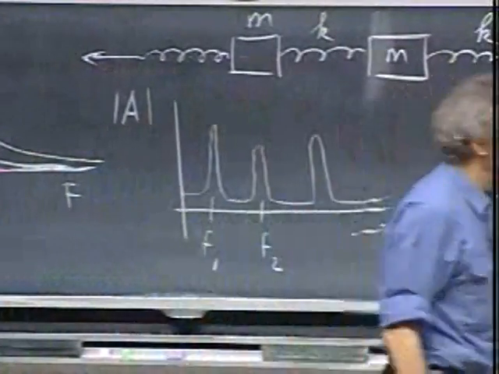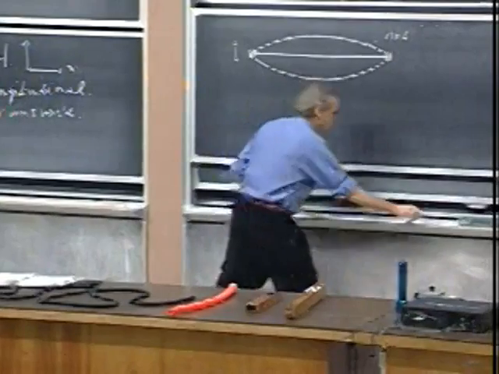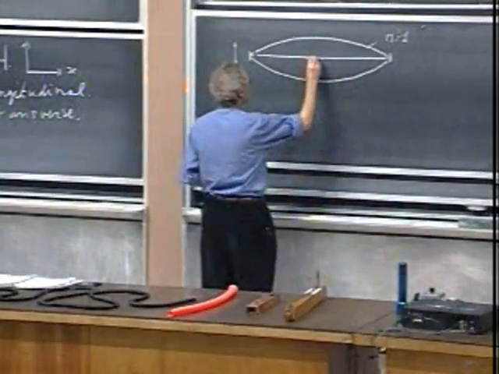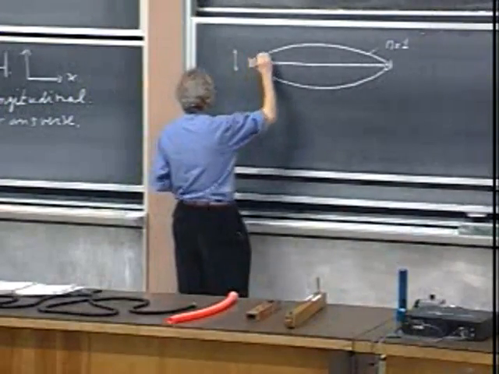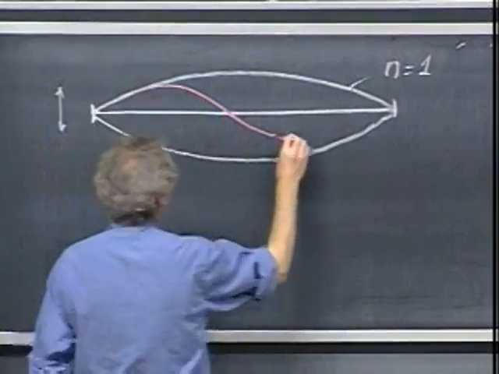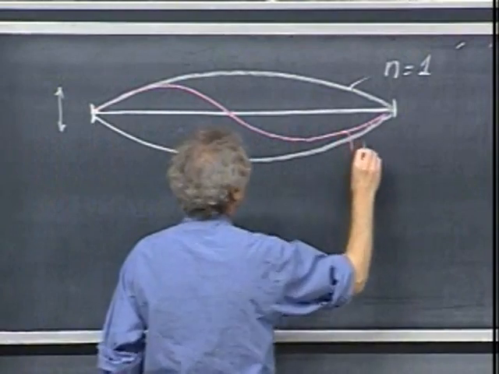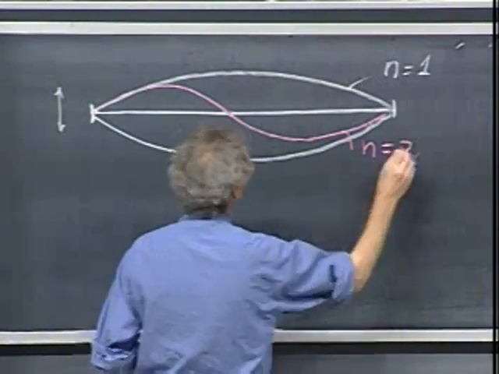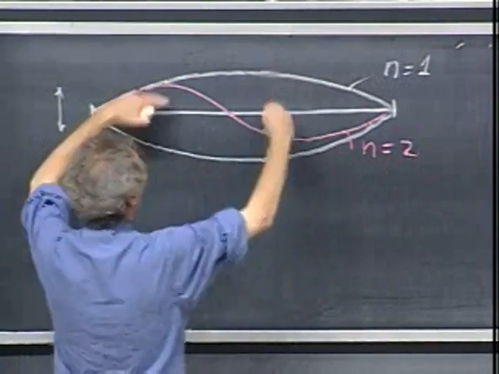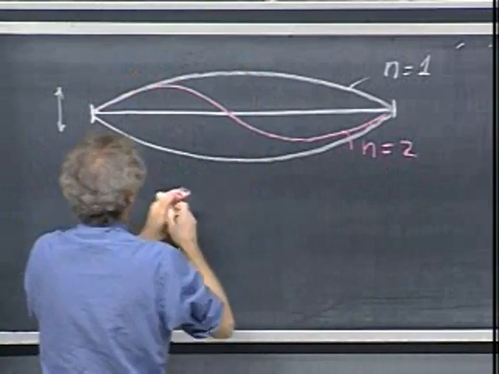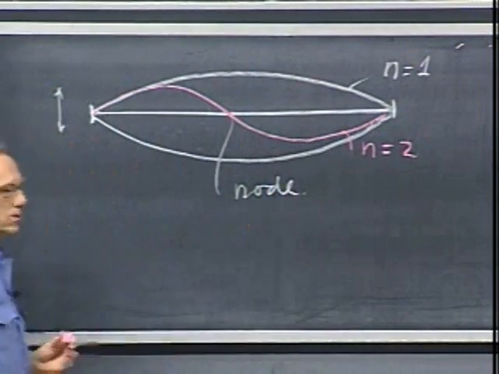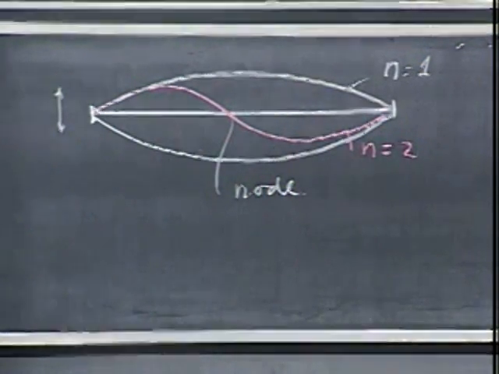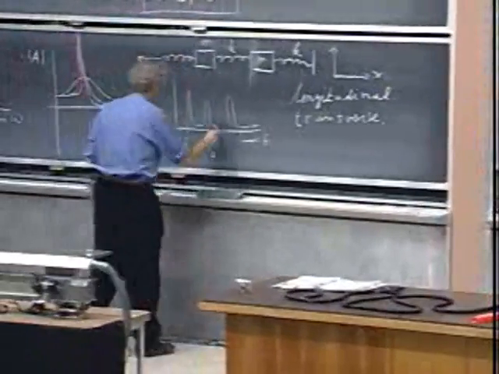I call that F2. And the second resonance will show up like this. This point of the string will not move at all. When this part is up, this part will be down. I call that n equals 2. And it oscillates like so. And this point, which is not moving at all, we call that a node. I go a little bit beyond that second resonance, and nothing happens.